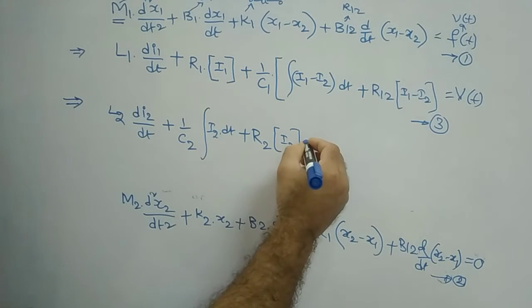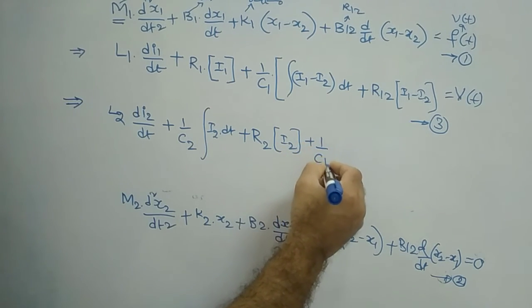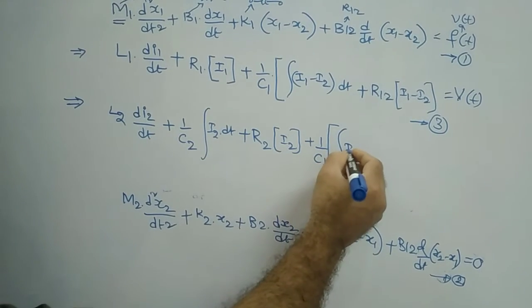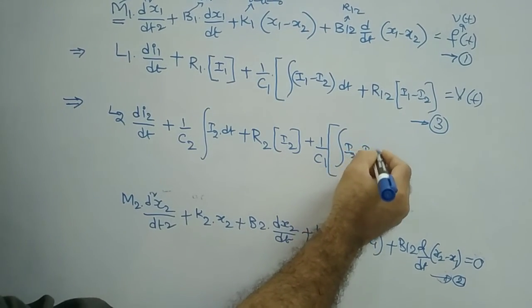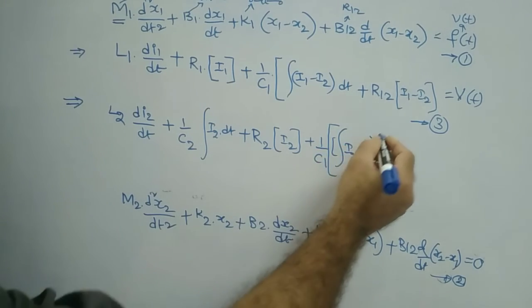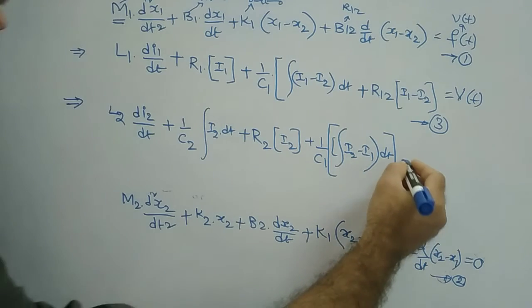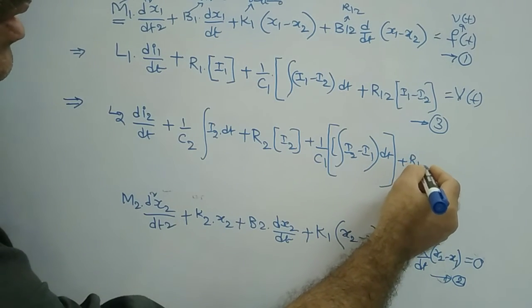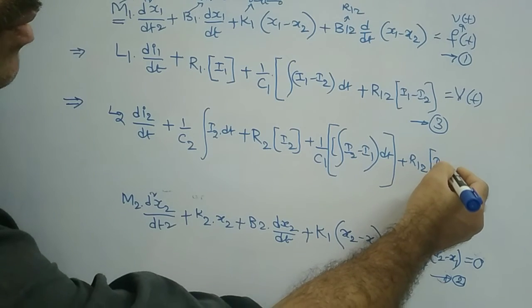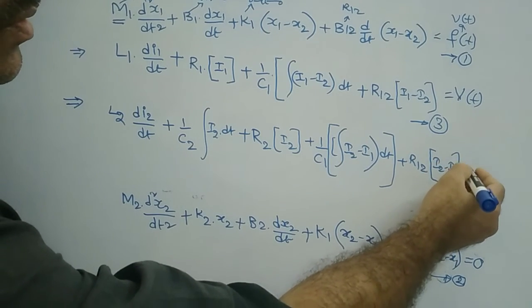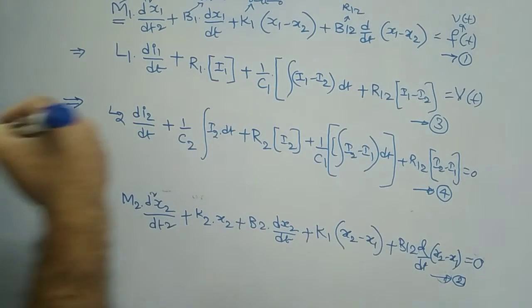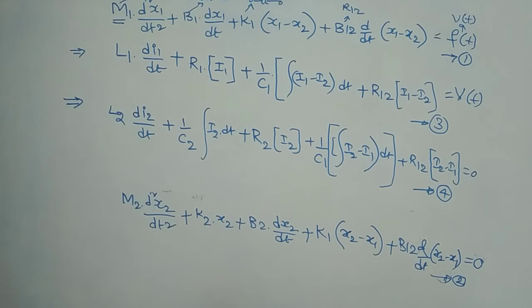Okay. What is K1? It is 1 by C1 bracket integral of what is x2? I2 minus I1 into dt, clear, plus B12 nothing but your R12, that is I2 minus I1 equal to 0. This you can call it as equation number 4. That's it. Clear? I think you got it.